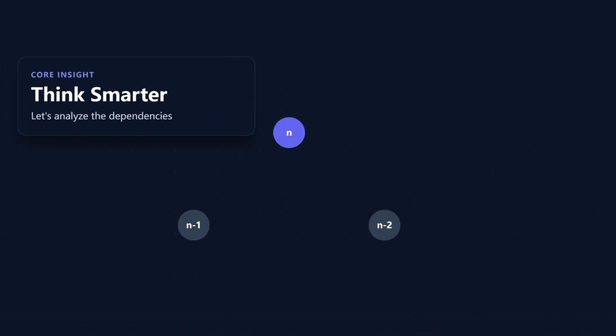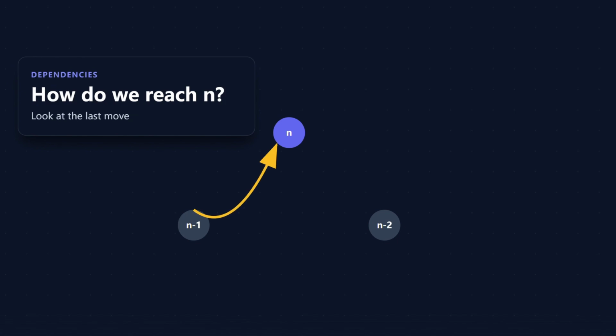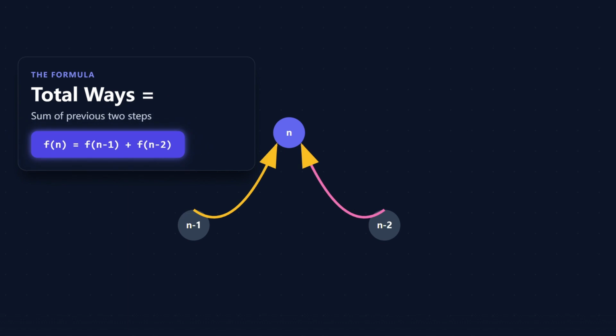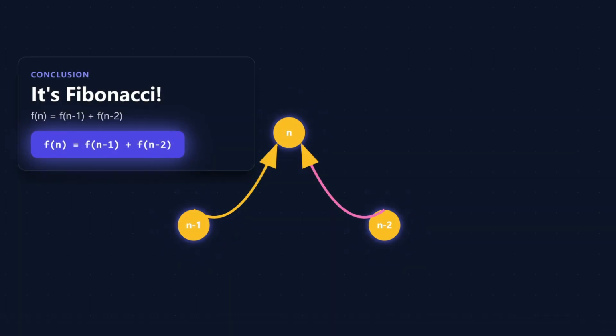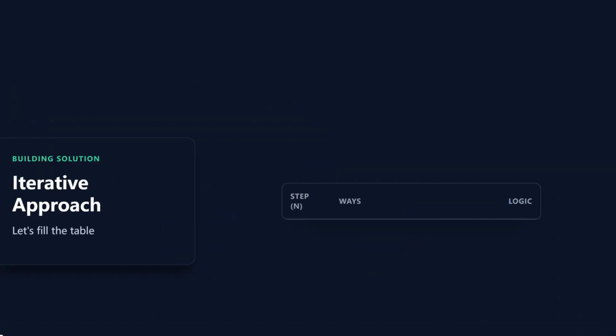Let's think smarter. To reach step n, you must come from step n-1, taking 1 step, or from step n-2, taking 2 steps. So total ways equals ways to reach n-1 plus ways to reach n-2. Wait a second, this looks familiar. Yes. This is exactly the Fibonacci sequence. Each step depends on the previous 2.